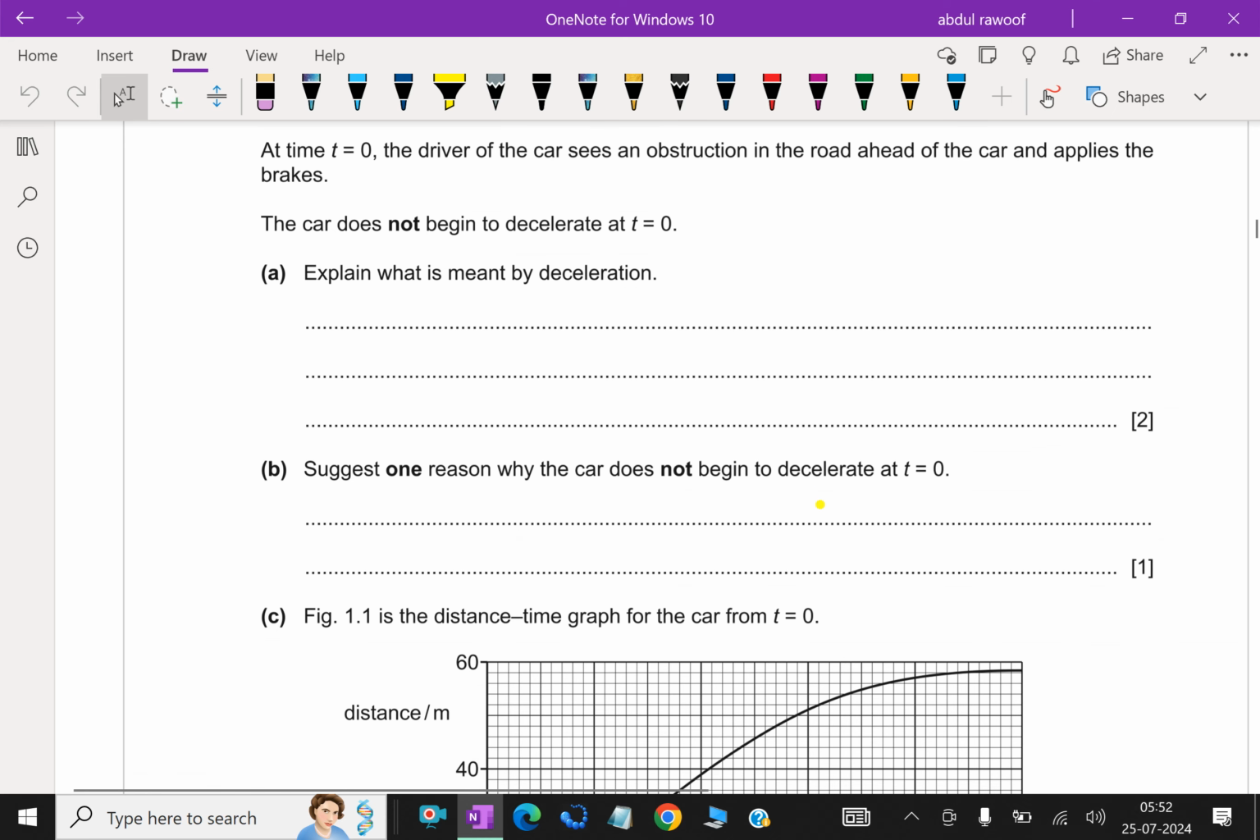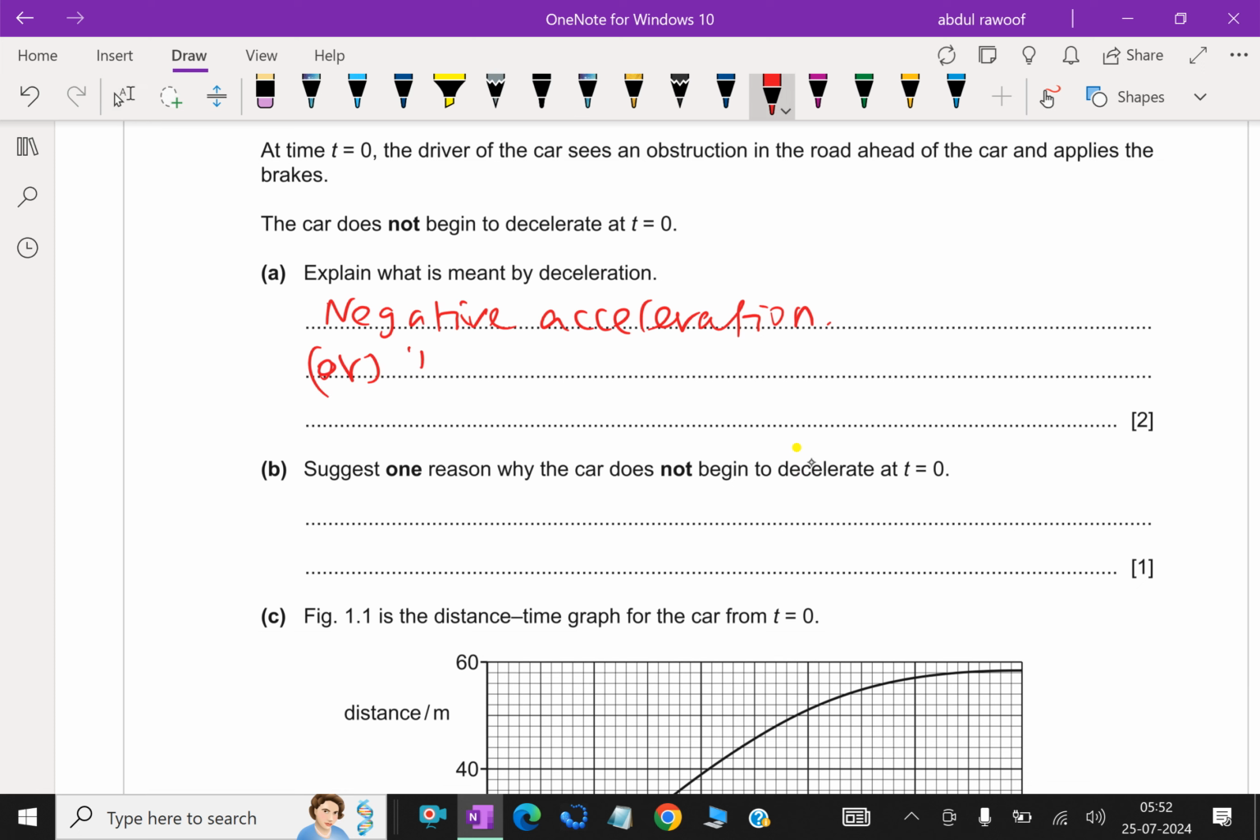Deceleration means acceleration in a reducing manner. That is called negative acceleration. That means decreasing velocity. We can say it is decreasing velocity.